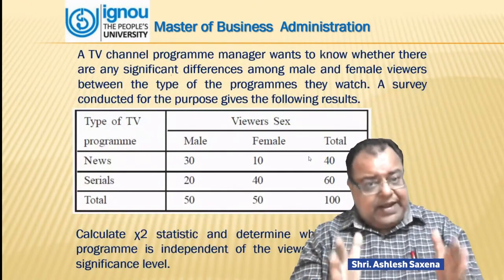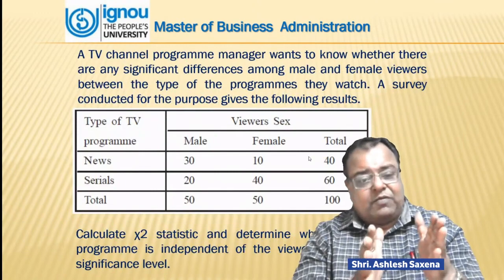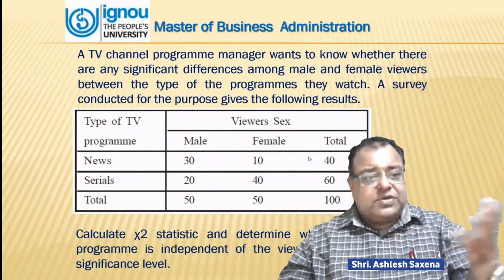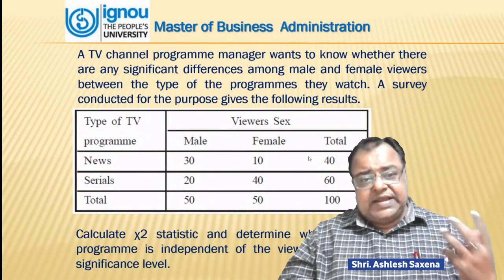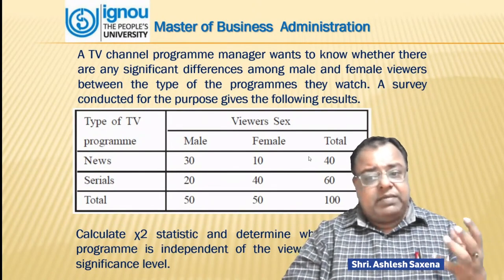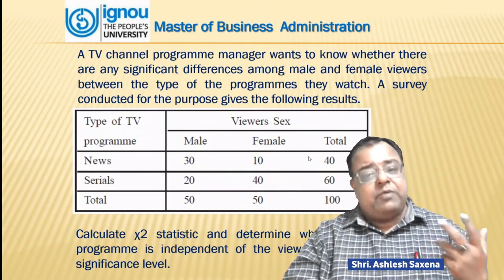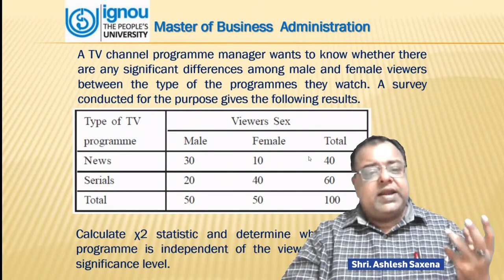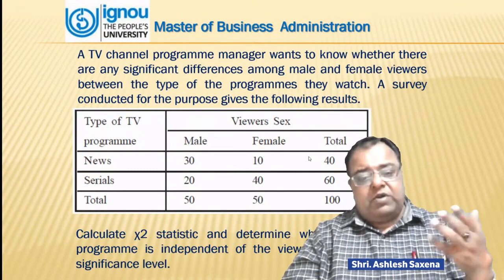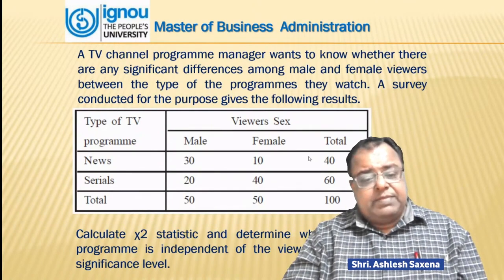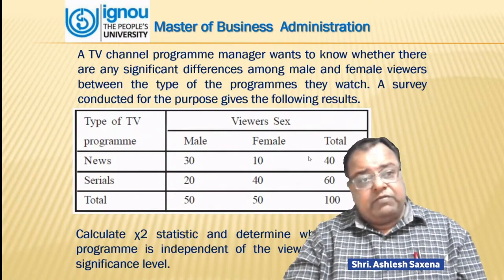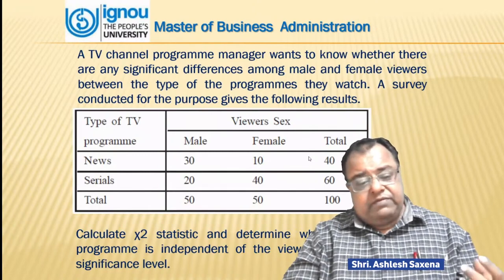Now we take up a practical example to understand what was stated earlier. Suppose a TV channel program manager wants to know whether there are any significant differences among male and female viewers between the type of programs they watch. A survey conducted for the purpose gives the following result. We have to calculate the chi-square statistic and determine whether the type of TV program is independent of the viewer sex. And we take 0.10 significance level.